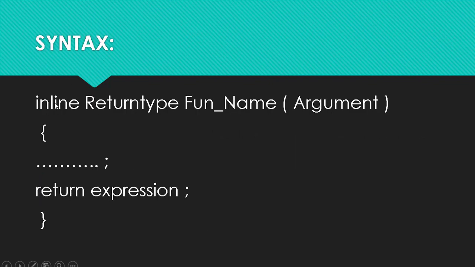The syntax for inline function: inline is the keyword, the return type can be int, float, char or double. The function name is the name that has been specified by the user. In the brackets you have the arguments, then you open the bracket, then you have the statements, which is the body of the inline function, and then you close it with a closing flower bracket.